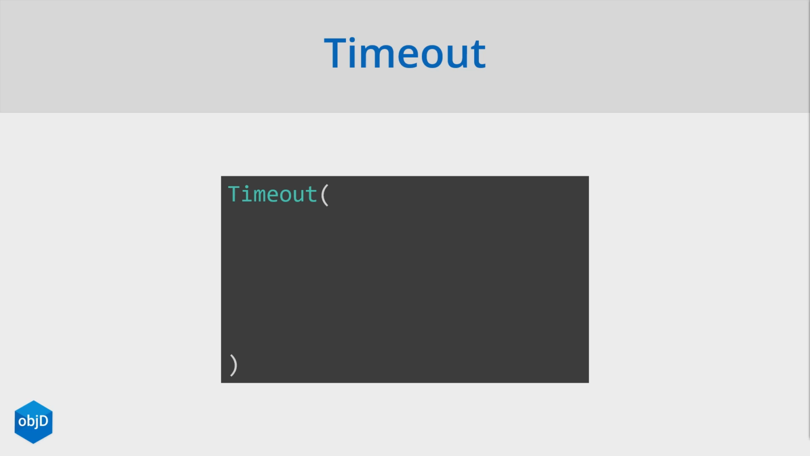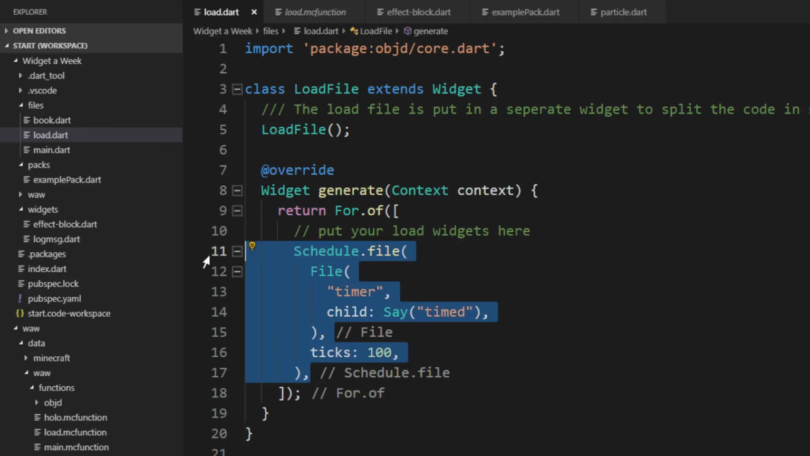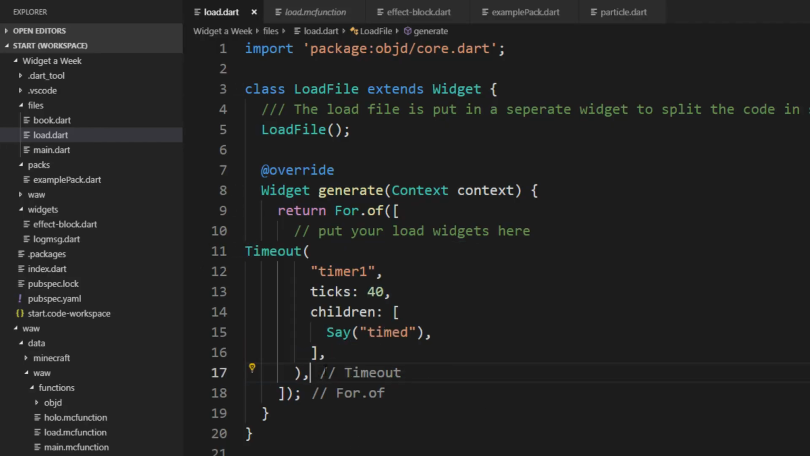And timeout is objD's own implementation. This accepts a unique name here, and then as well the delay in ticks. But the difference here is that you can directly define your children that should execute after the delay. And objD will automatically register a new file inside a new folder internally and use the schedule to time it precisely. So let's replace our schedule here with the timeout.